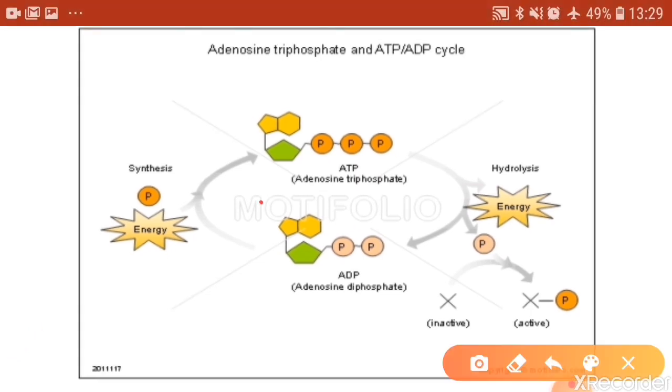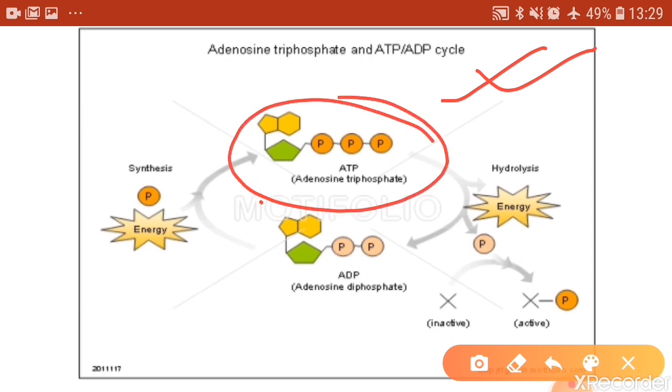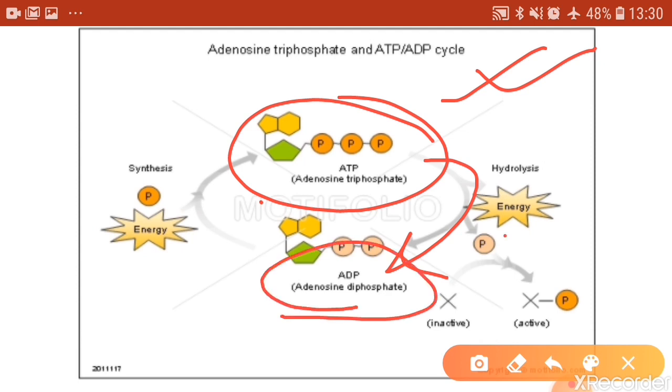Though this diagram shown over here is not required for class 9, for a better explanation this will be helpful to you. ATP stands for adenosine triphosphate, and it stores energy. Whenever energy is required, this ATP will break down into ADP, that is adenosine diphosphate, and inorganic phosphate.